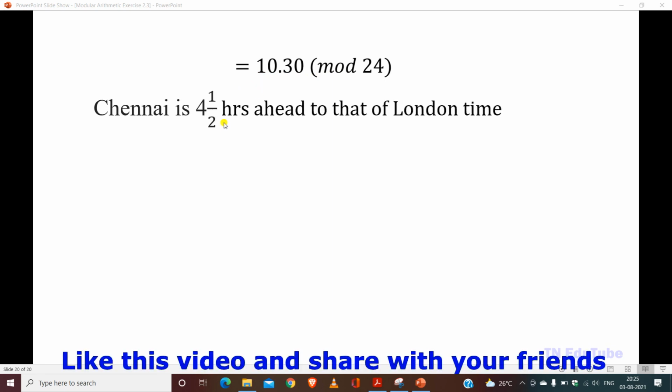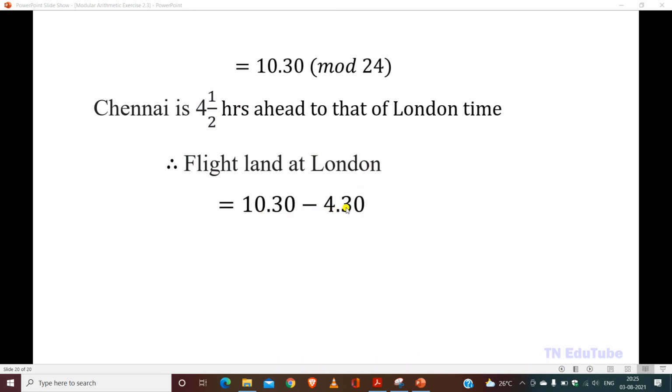10:30 is Chennai time, so you have to change the timing. Chennai is 4.5 hours ahead of London. So you have to subtract 4.5 hours from 10:30. The flight landed at London at 10:30 minus 4:30. So what do you get? 6 hours, 6 a.m. Because we are dealing with 24 hours, 10:30 minus 4:30 gives 6. 6 means it is 6 a.m. That is the answer for this given question.